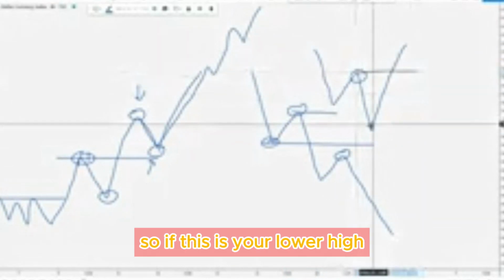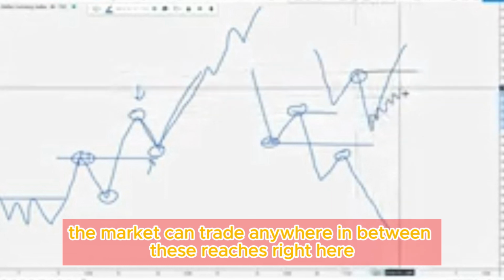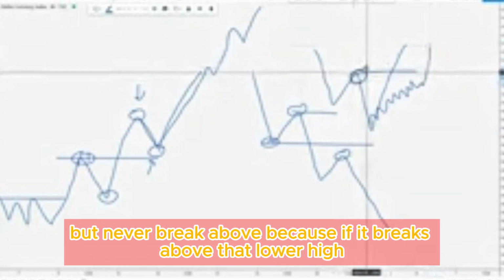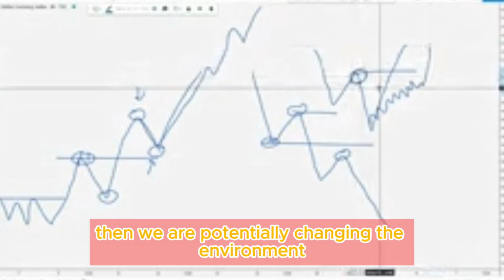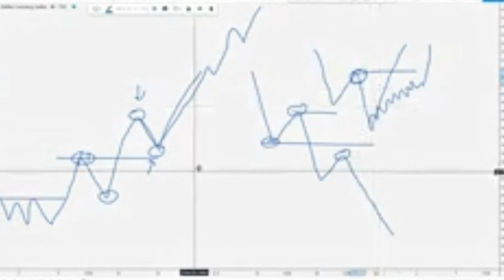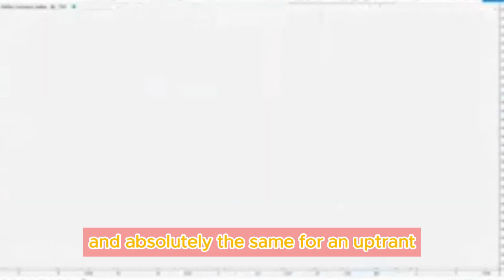So if this is your lower high, the market can trade anywhere in between these regions right here, but never break above. Because if it breaks above that lower high, then we are potentially changing the environment and we're changing the structure, right? And absolutely the same for an uptrend.